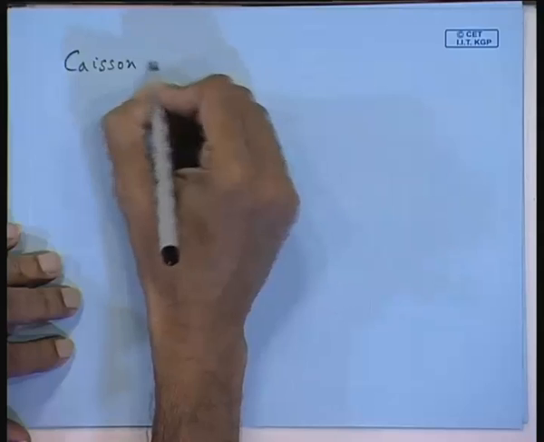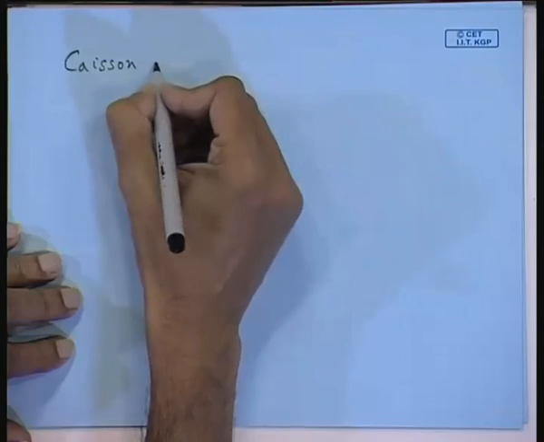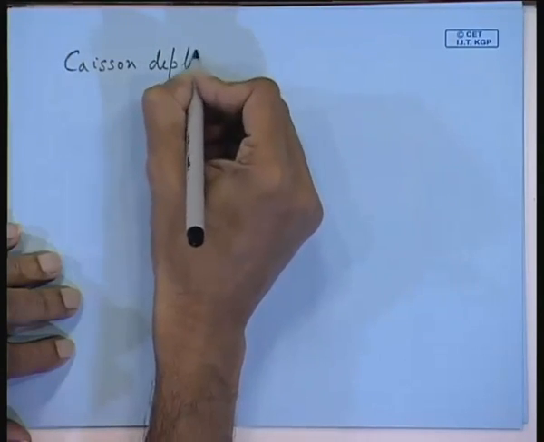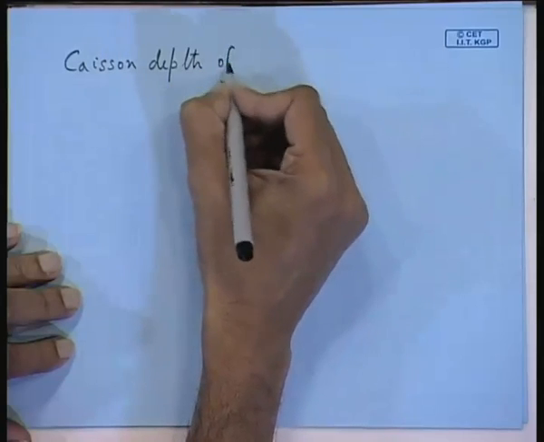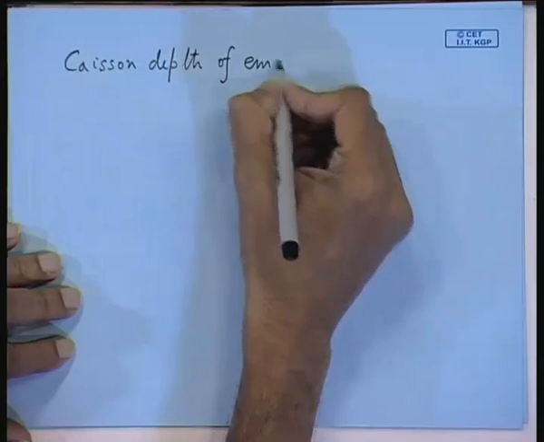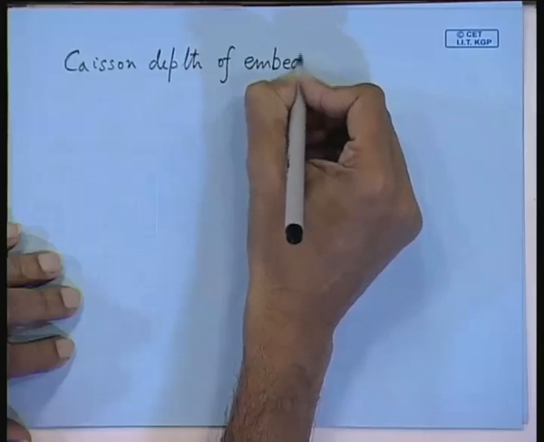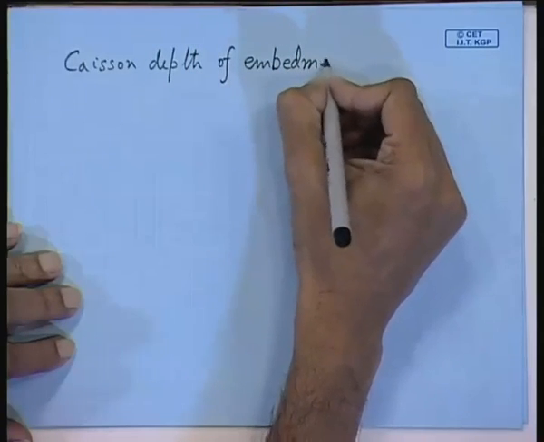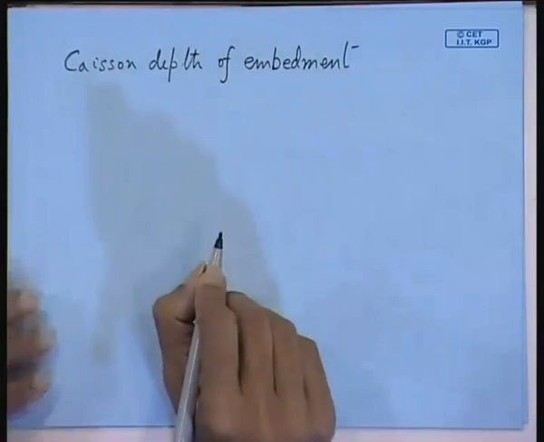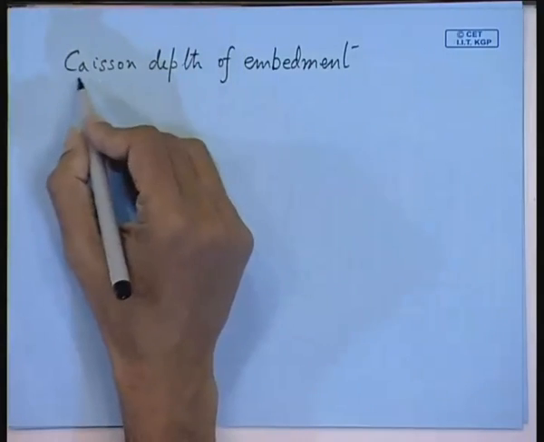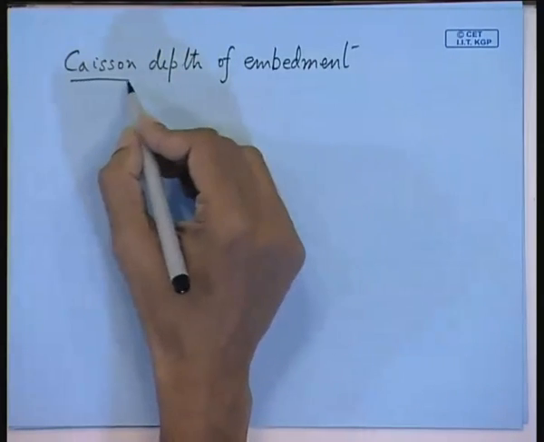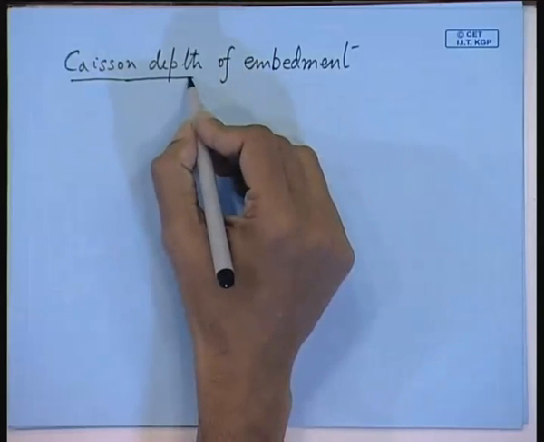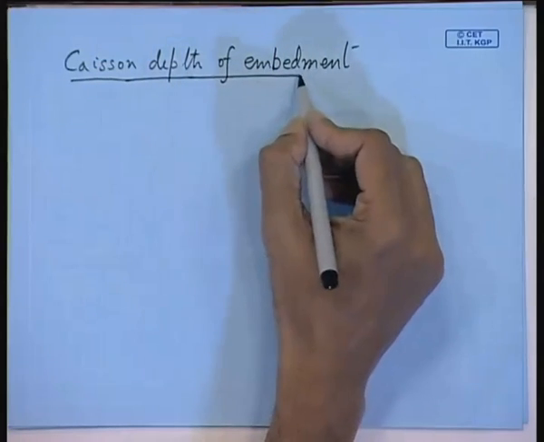Caisson, depth of embedment. So, this is again what you have to calculate. What is going to be your depth of embedment of Caisson?